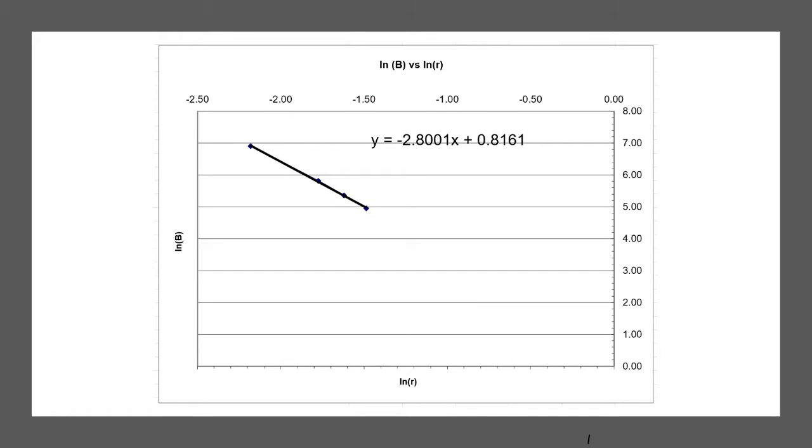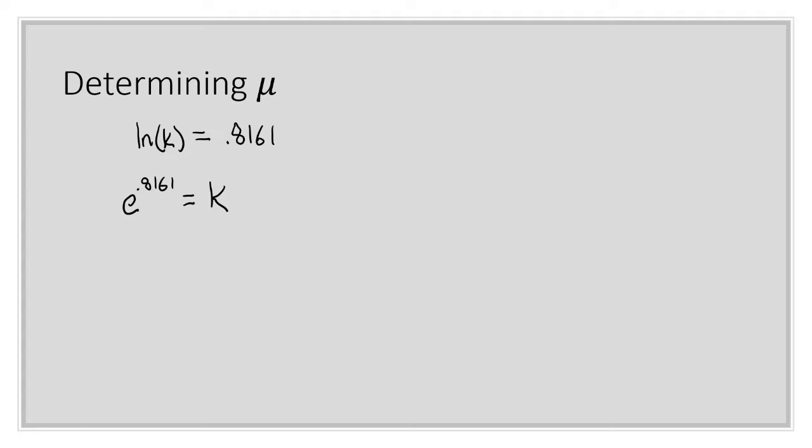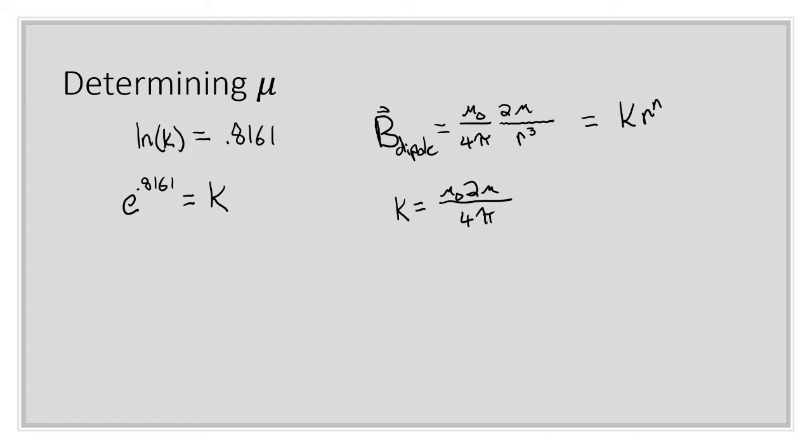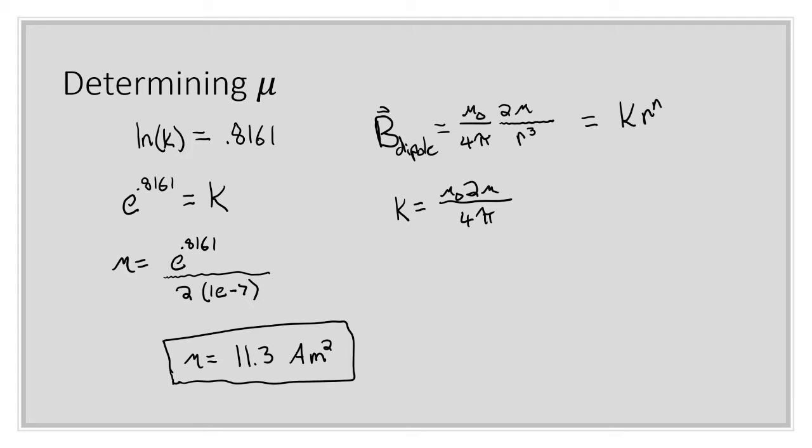When ln B is plotted against ln r for the average magnetic field values and their corresponding distances, the equation y equals negative 2.8x plus 0.8161 was found. From this, we can see that n is equal to approximately negative 2.8 and ln k is equal to 0.8161. By looking at the Biot-Savart law version of the magnetic dipole equation, it can be seen that n should be equal to negative 3 and k is actually equal to mu naught times 2 mu over 4 pi for an observation location on axis of the magnet. From this information, the mu value for the magnet can also be determined. This gives a mu value of 11.3 ampere meters squared.